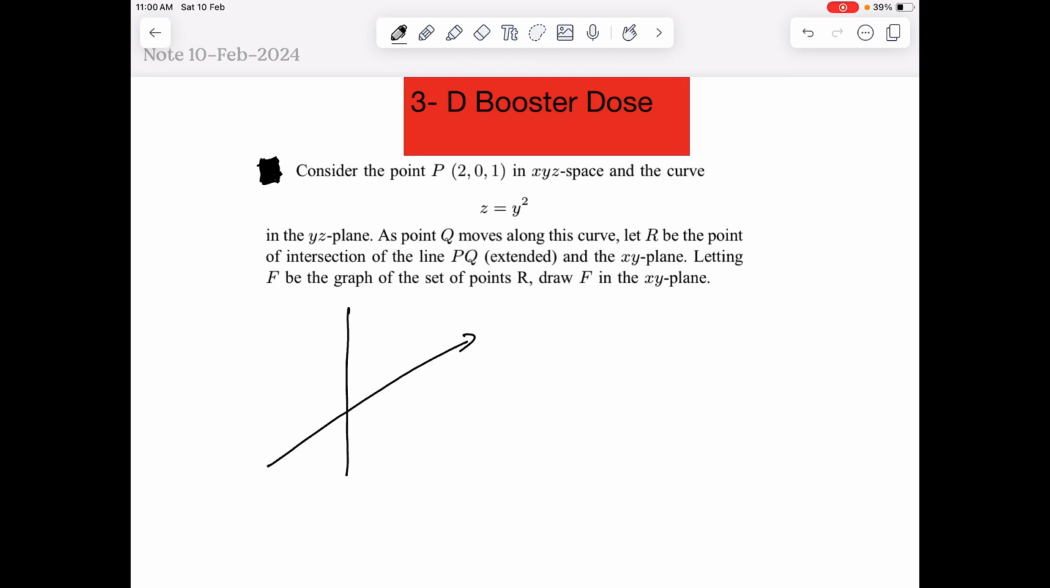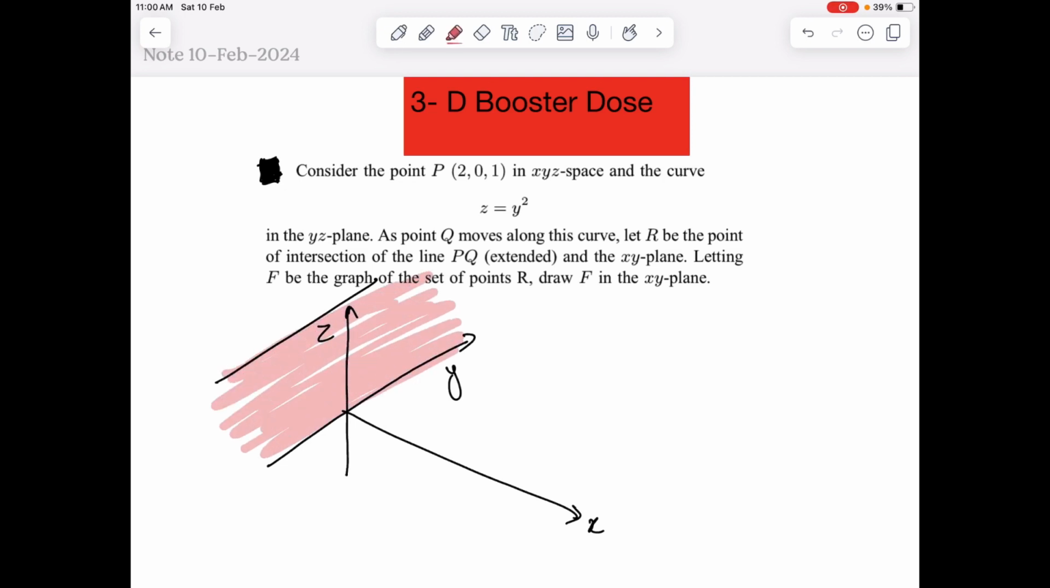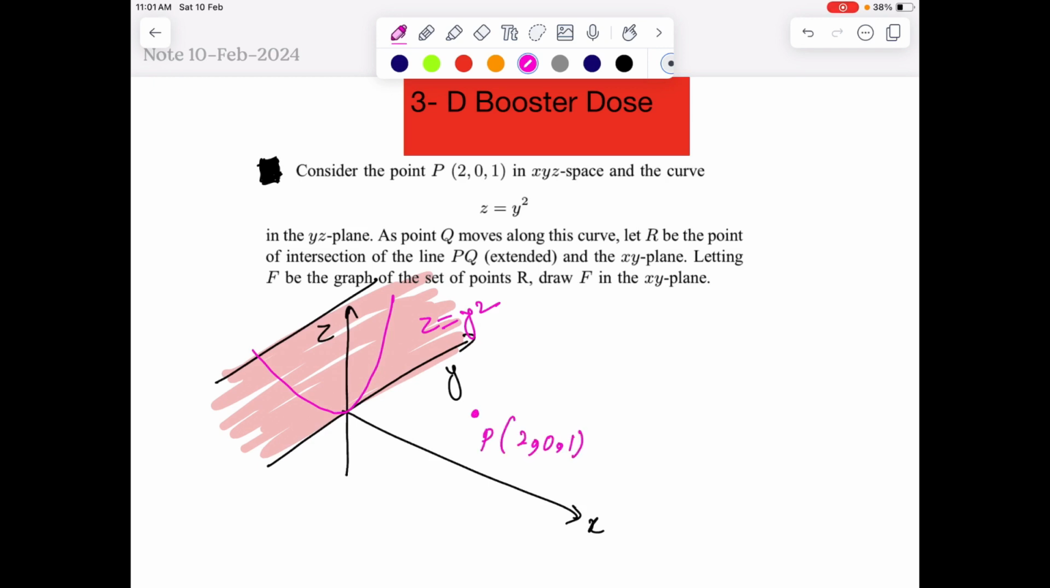Consider a point P in xyz space and the curve z equals y squared. So we know the curve z equals y squared. Let's say roughly this is the y, z and x-axis. It's tough, so we have the yz plane over here, something like this, just to get a feel of the question. So roughly we can draw the curve z equals y squared like this. Okay, so this is z equals y squared.